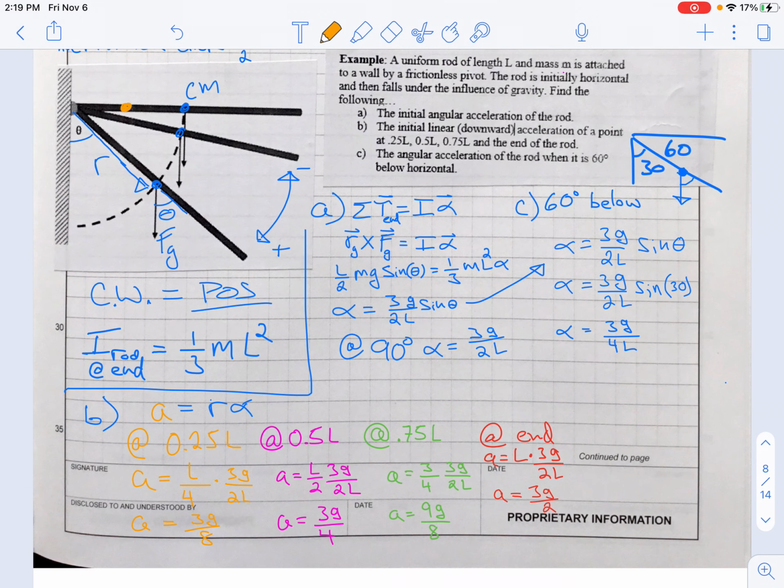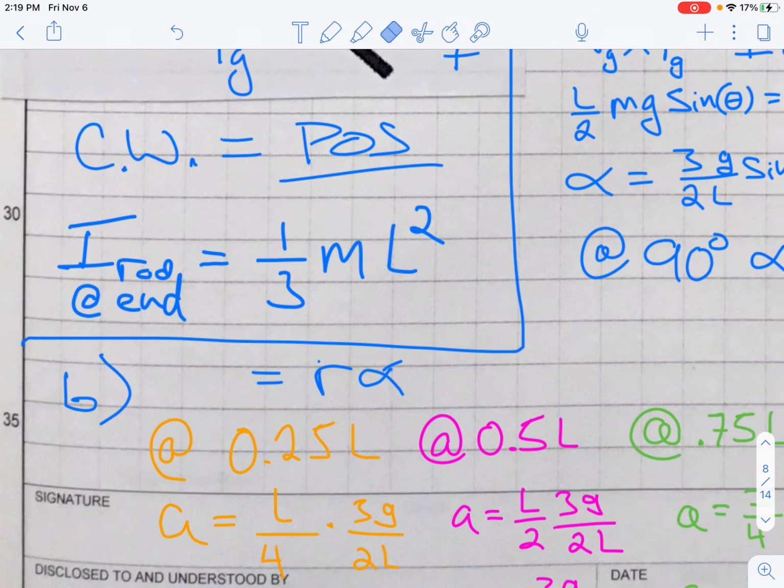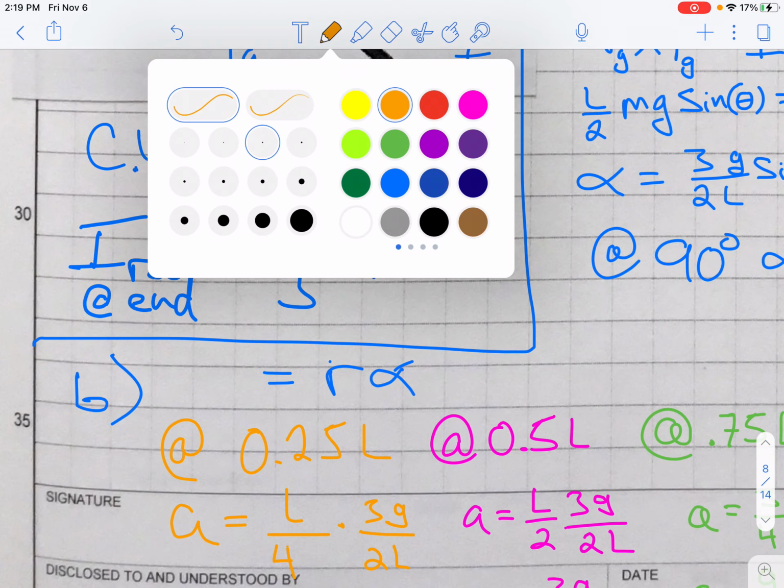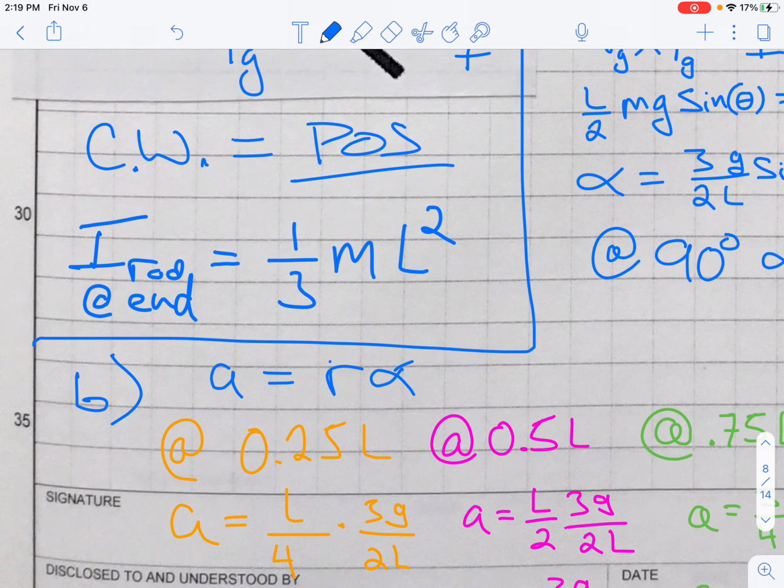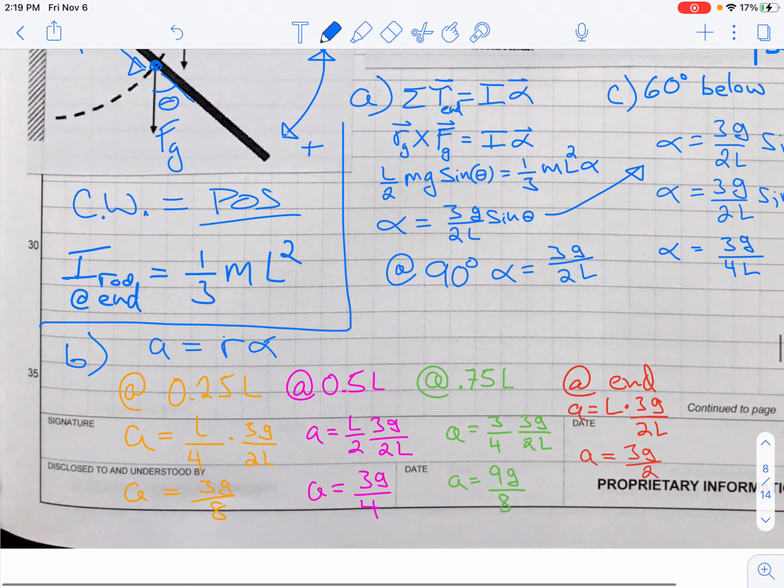And alpha is... A is going to be R alpha. So we just take our value for R and multiply it by the answer that we previously got here for alpha. Do that for all 4 points.